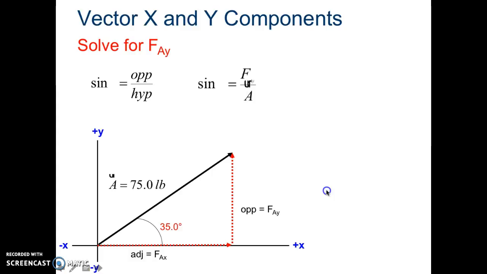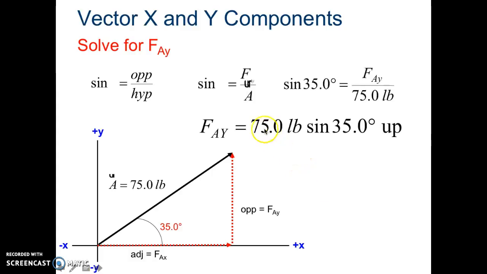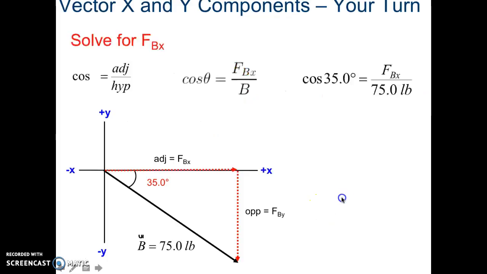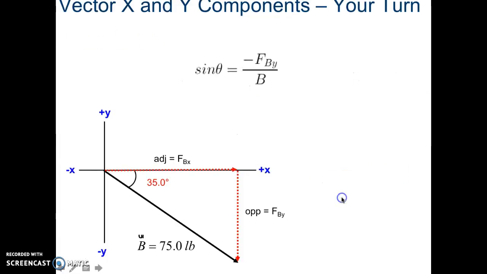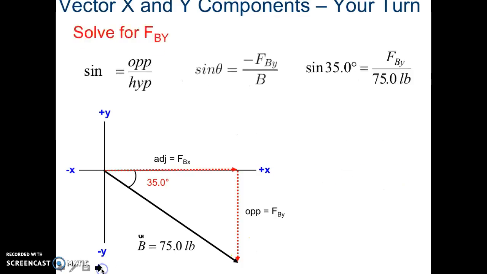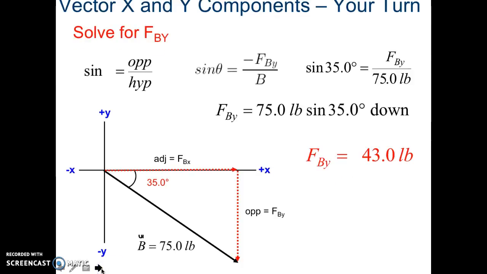How much? Well, we're going to plug those in the same way. It's going to be 75 times the sine of 35, and it's going to be 43 pounds up. If we did it in the downward direction, and it would be clockwise from the positive axis, it's going to be down and to the right. It's going to be the same number, but it's going to be still moving to the right, so it's still positive. But if we do the y, we're going to find out that it is moving down 43 pounds.